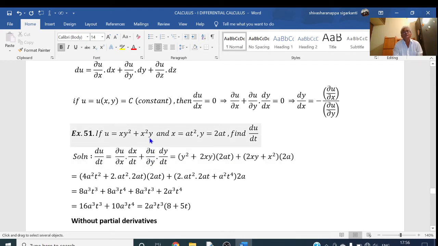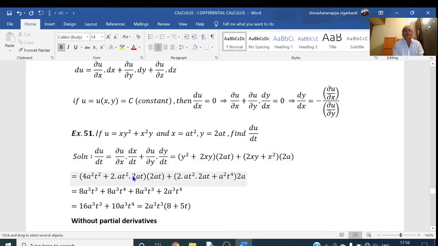So differentiating this with respect to y, we get x is a constant quantity, y square derivative is 2y, so this is 2xy, plus x square into 1, since x square is a constant quantity. 2xy plus x square, into, what is dy by dt? y is 2at. Therefore dy by dt is equal to 2a.